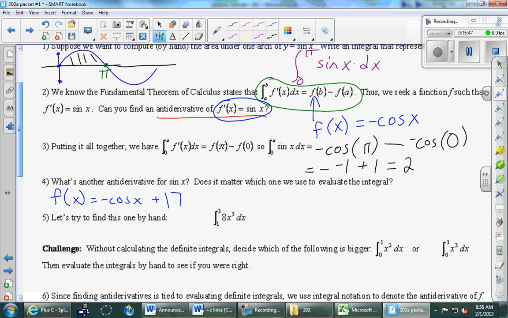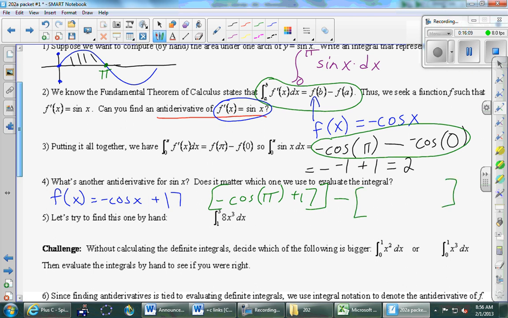So what's going to happen? If we plug in, let's try the same calculation that we did right here. It's that thing right there. So I'm just going to write part of it, negative cosine of pi. But now, what do I have to stick on? Plus 17, because that's what I get when I plug in pi for my new function, minus, then over here, well, it's still negative cosine of 0, and then plus 17. And don't even worry about the cosines, but what happens with those 17s? Cancel, right? It's a plus 17 in the first one, then you subtract the 17 in the second one.